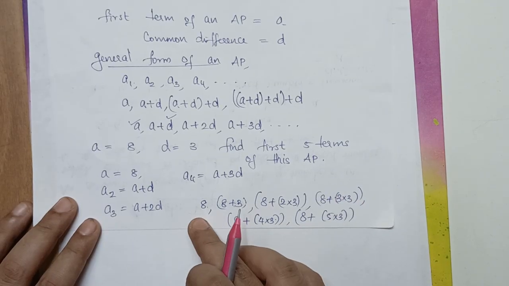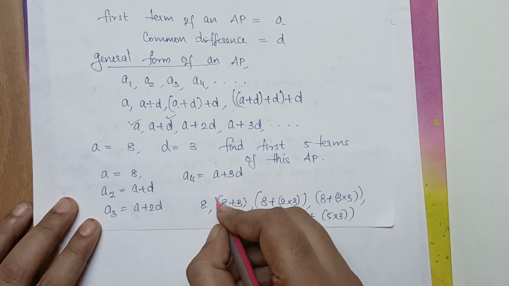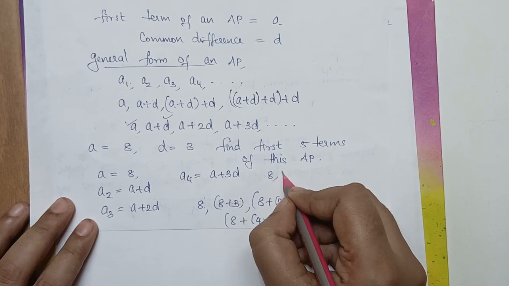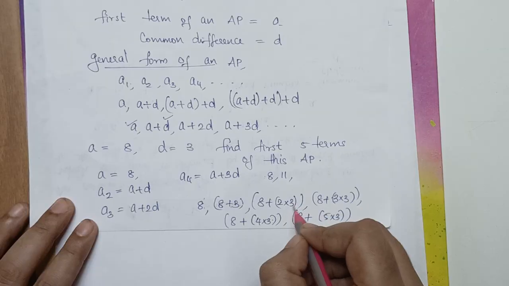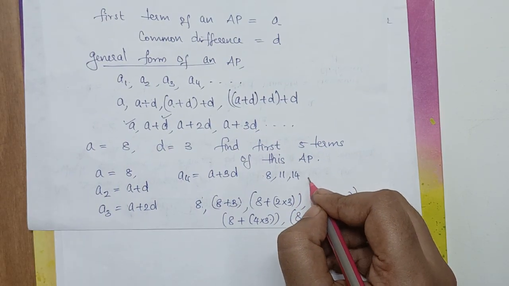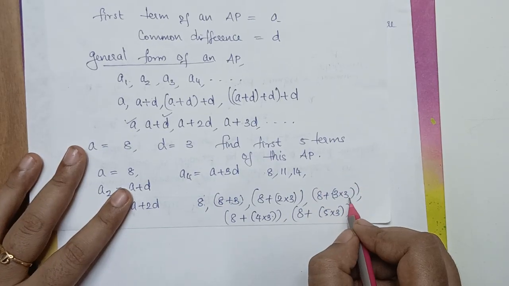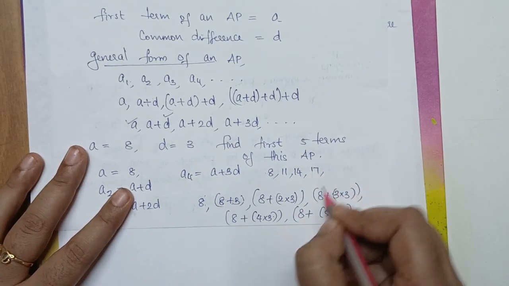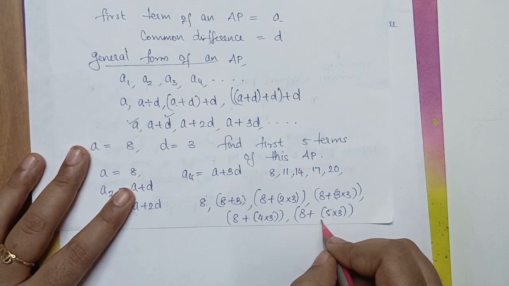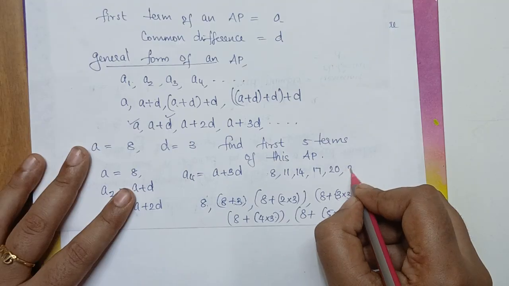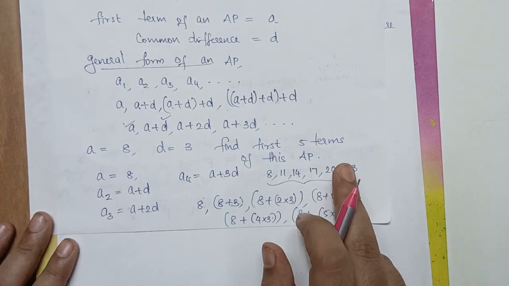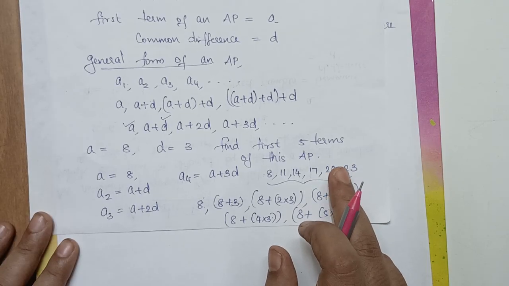So what will be the answer? Here the series will be 8, and 8 plus 3 is 11. Then 8 plus 6 is 14. Then 8 plus 9 is 17. Then 8 plus 12 is 20. And we have 8 plus 15, which is 23. So like this we can formulate an AP given the first term as well as the common difference.